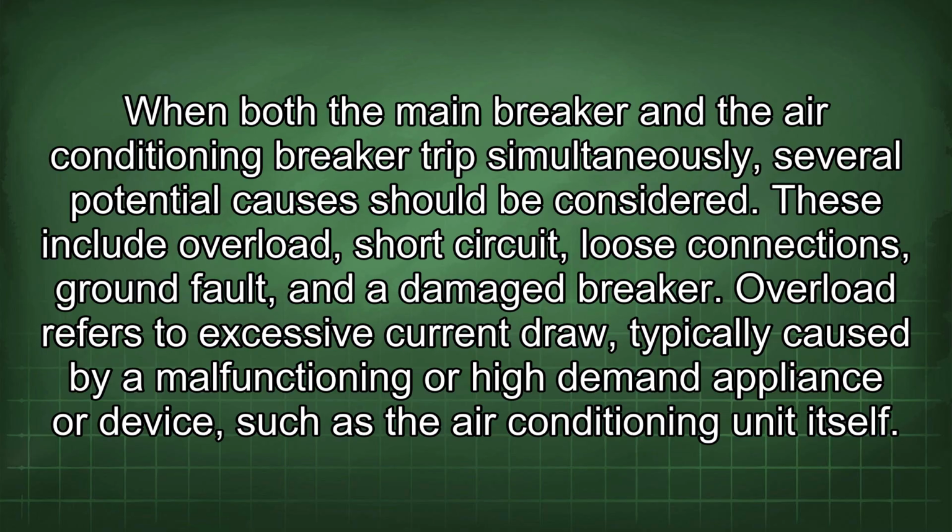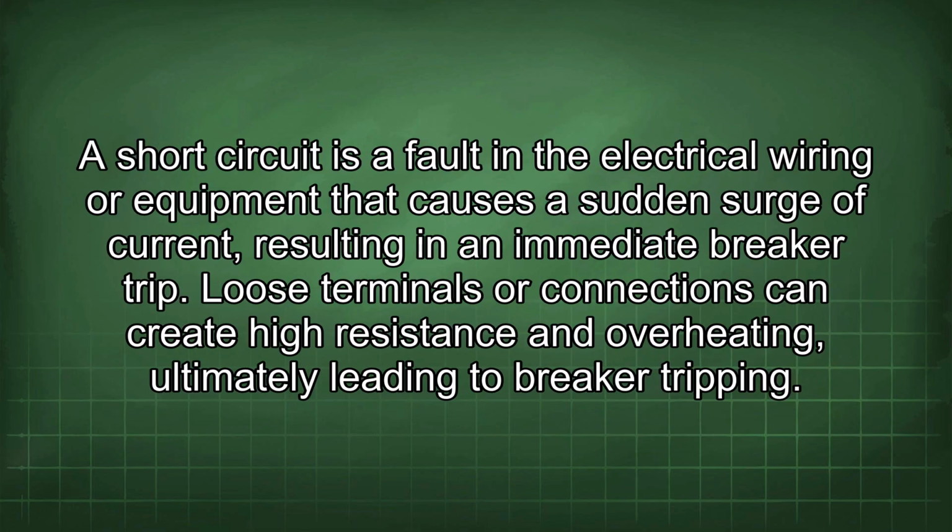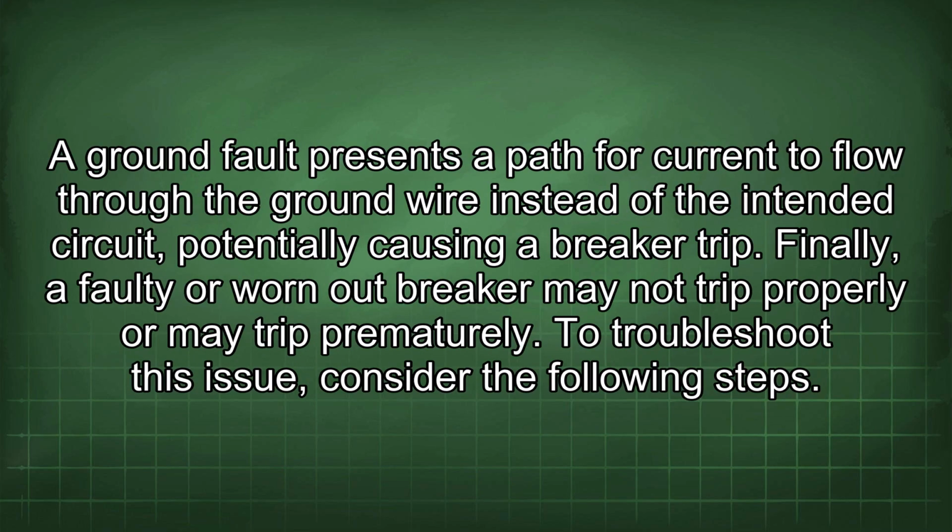conditioning unit itself. A short circuit is a fault in the electrical wiring or equipment that causes a sudden surge of current, resulting in an immediate breaker trip. Loose terminals or connections can create high resistance and overheating, ultimately leading to breaker tripping. A ground fault presents a path for current to flow through the ground wire instead of the intended circuit, potentially causing a breaker trip. Finally, a faulty or worn-out breaker may not trip properly or may trip prematurely.